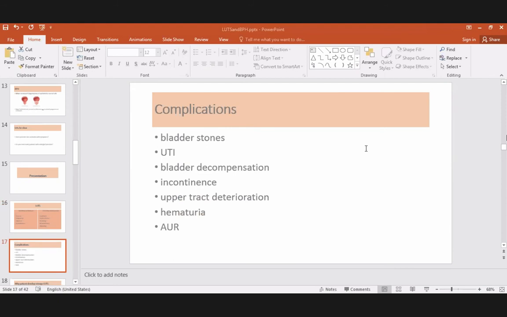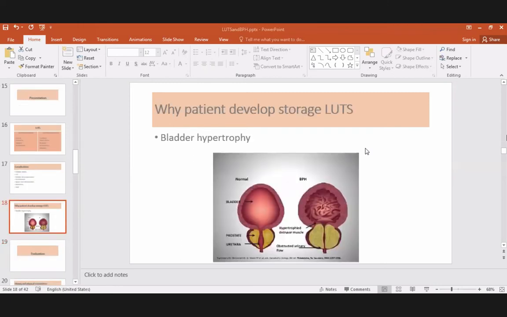With this problem, the patient may develop complications like bladder stones, UTI, decompensation, and a lot of other things. These all are secondary to the failure to pass urine. The urine is staying inside the bladder. There is urinary stasis, and the stasis can cause a lot of complications.